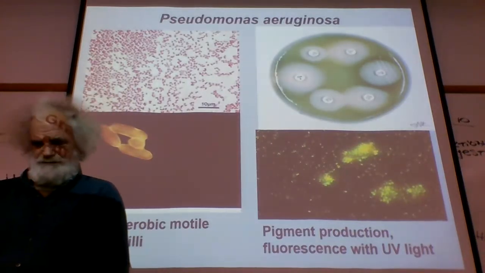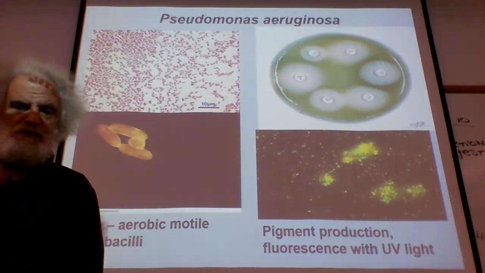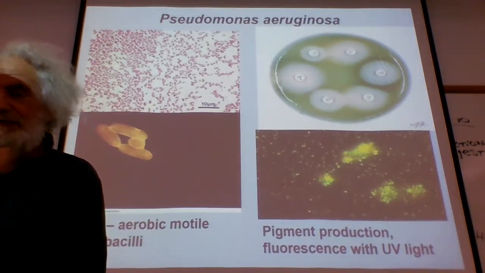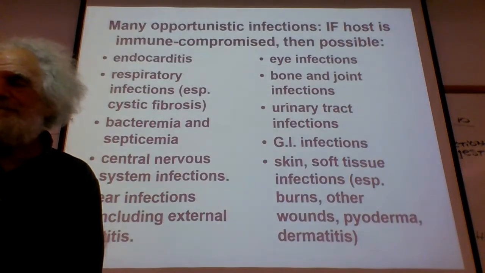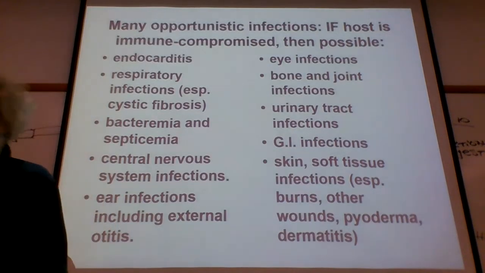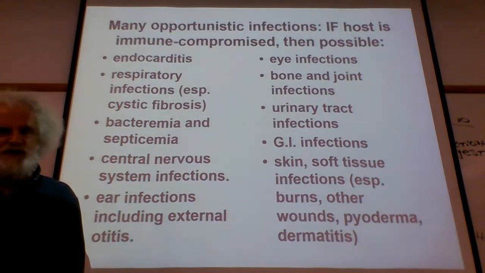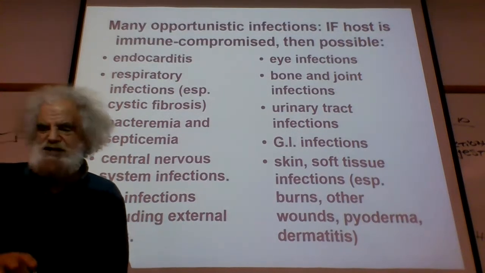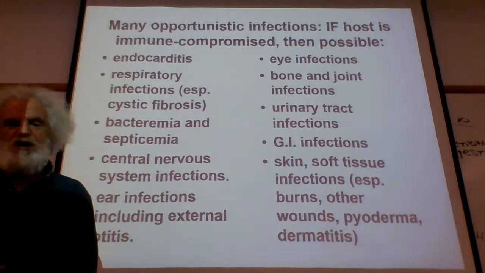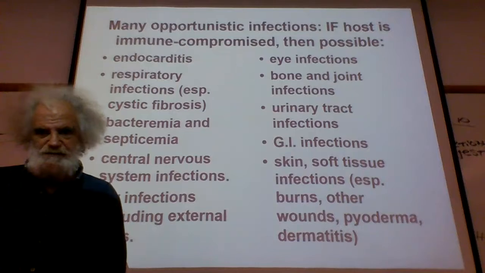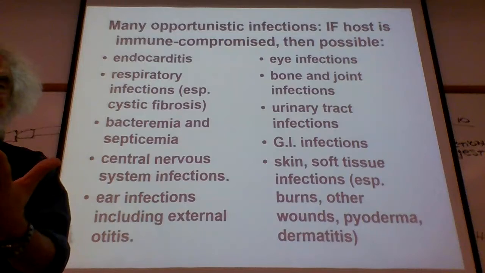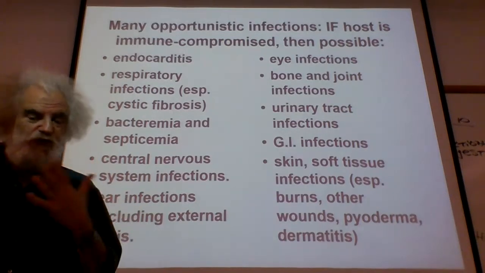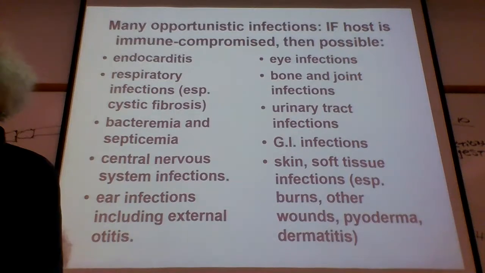So here's another bacterium, Pseudomonas aeruginosa. This is an aerobic and motile bacterium. It's able to actually move around, and it actually fluoresces under UV light, so you can see it that way. And if the host is immune compromised, it's possible that this bacteria can produce a wide range of different kinds of infections. So people with cystic fibrosis are at high risk for a range of different respiratory infections and things like this.